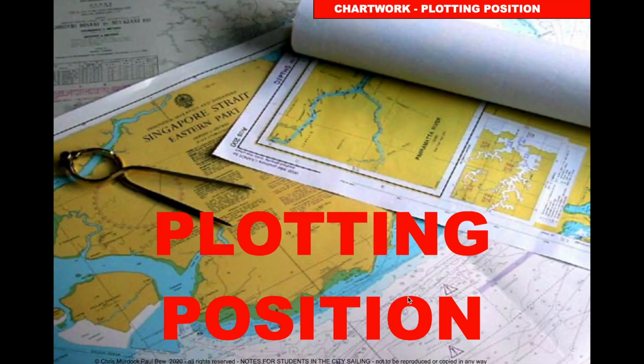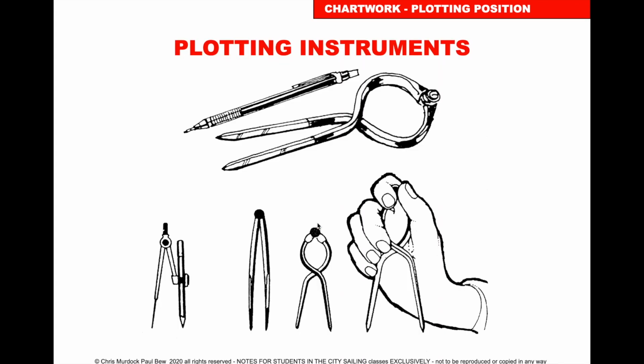Plotting your position. How to plot your position on the chart from a GPS position. You will need your dividers. So with your course you should have your one-handed dividers. You squeeze in the top to make it bigger, squeeze in the bottom to make it smaller. If you've got the RYA dividers for the ENS course, you'll just twist in the middle and it will open it and it will close it.